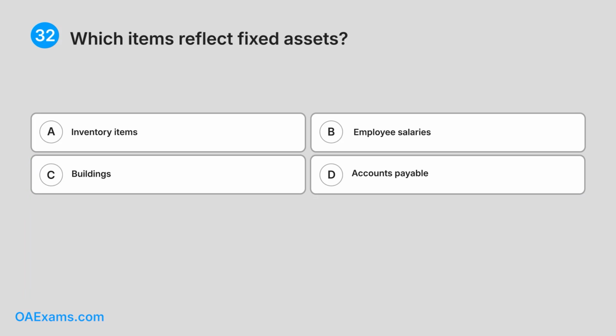32. Which items reflect fixed assets? A. Inventory items. B. Employee salaries. C. Buildings. D. Accounts payable. Do you know the answer?